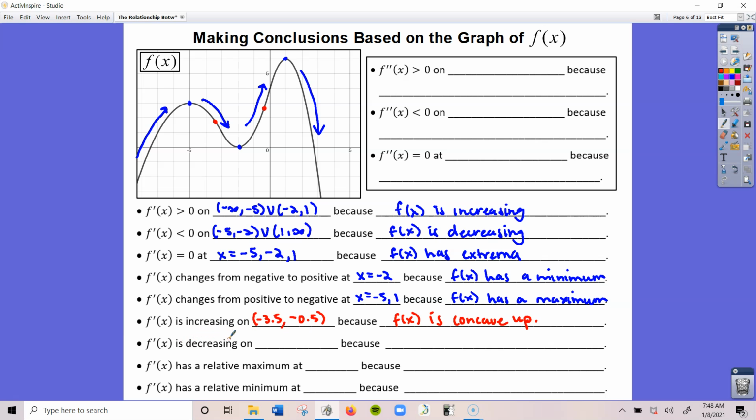Now, f prime of x is decreasing when the second derivative is negative, meaning that we're looking for when the graph is concave down. So this is concave down here. So we would say from negative infinity to negative 3.5 union, because it's concave down again, from negative 0.5 to infinity. And again, we have to justify using the function. So we would say f of x is concave down.